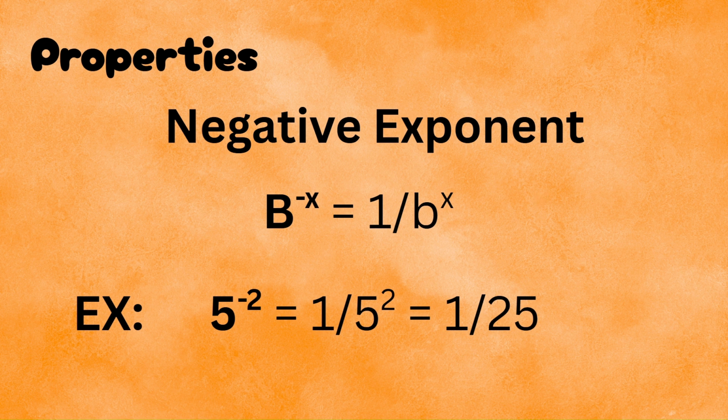Next is the negative exponent. If b is raised to the power of any negative number, and we're using x to represent a different number here, so b to the power of negative x equals 1 divided by b to the positive x. So for example, 5 to the negative 2 equals 1 divided by 5 to the 2, which equals 1 divided by 25.